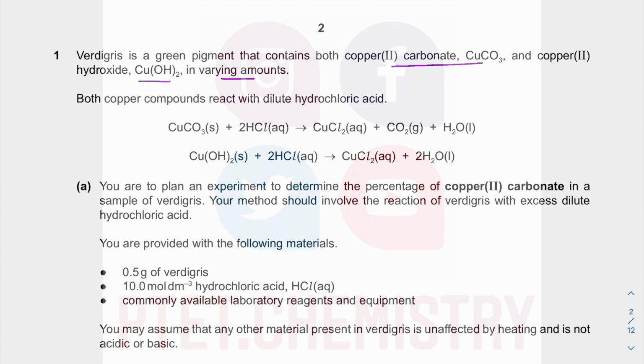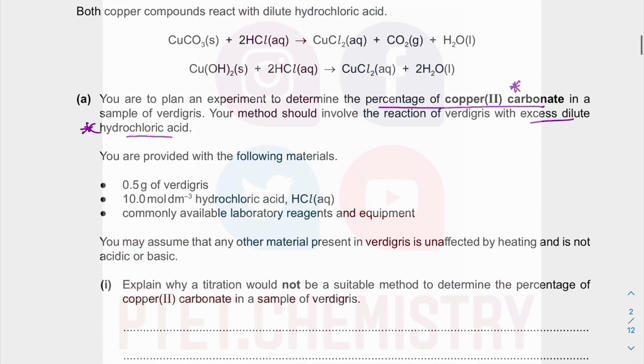So you have to plan an experiment to determine the percentage of copper-2 carbonate. We do not want the percentage of copper-2 hydroxide. We want the percentage of copper-2 carbonate. However, they already told you that there's copper-2 carbonate and copper-2 hydroxide in varying amounts. So you're going to use excess dilute HCl. That is one thing you have to keep in mind. The excess dilute HCl will react with both the copper-2 hydroxide and the copper-2 carbonate present in your green pigment.